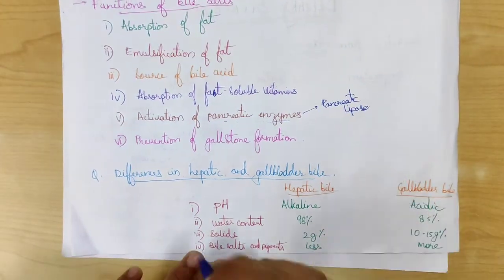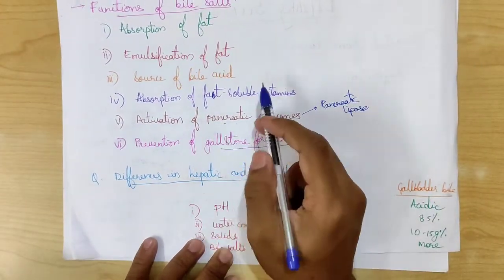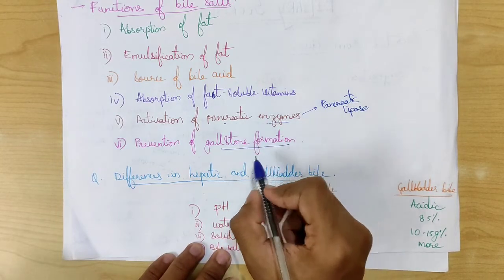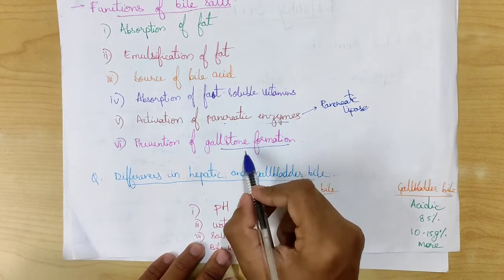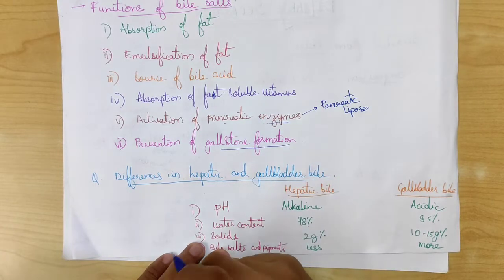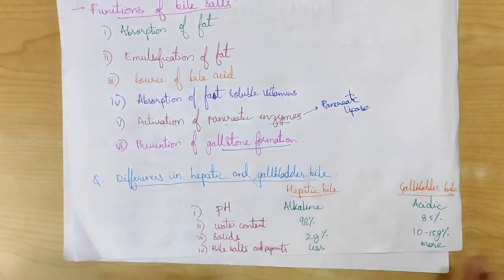They also help in the prevention of gallstone formation. These bile salts along with the lecithin solubilize the cholesterol, which again helps in the prevention of gallstone formation. In the exam you can write any 5 of these functions.